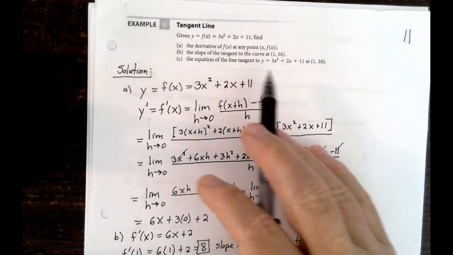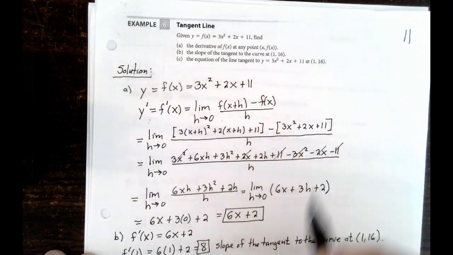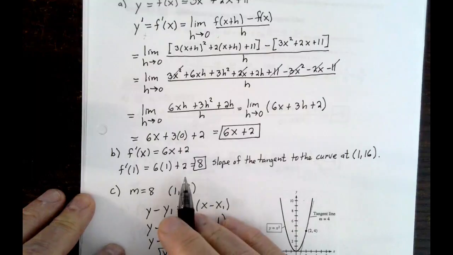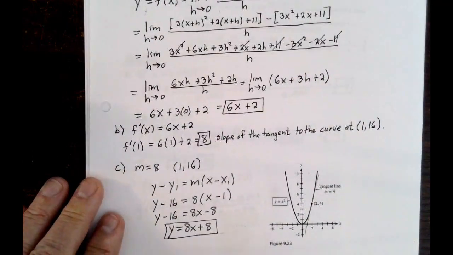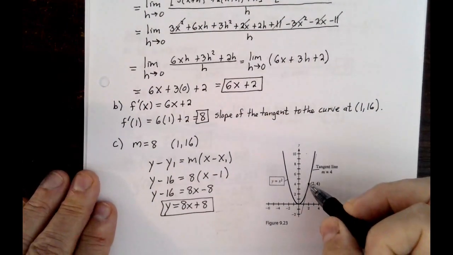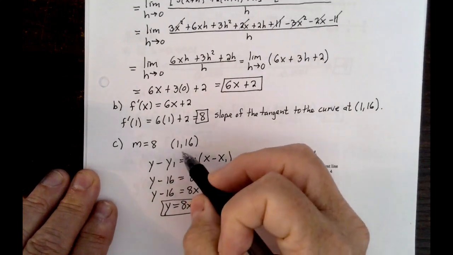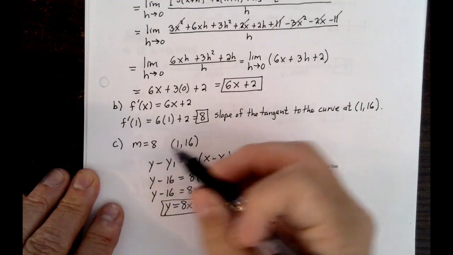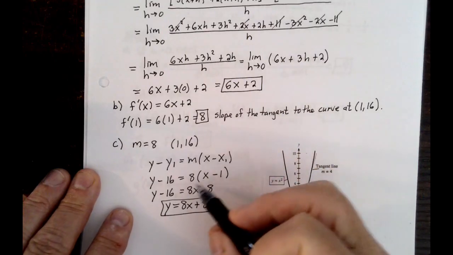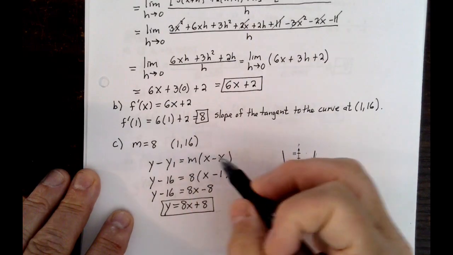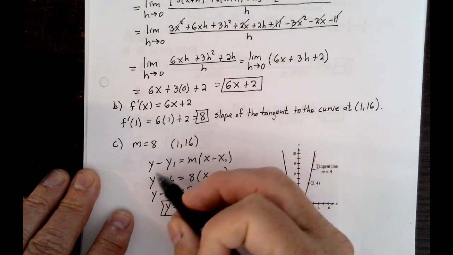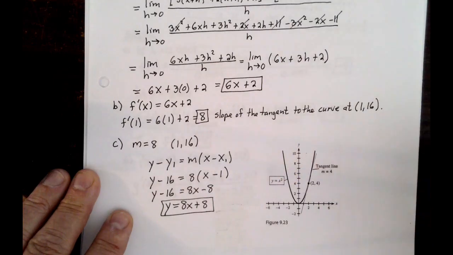We know the slope of the tangent to the curve at the point (1, 16) is 8. So now if we want to know the equation of the tangent line, we know that we have the point (1, 16), and the slope is 8. So we plug in 8 for m, 1 for x1, and 16 for y1, and we're able to find the equation of our line.